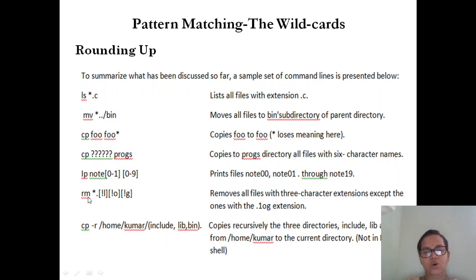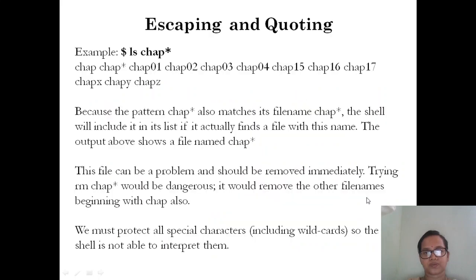Okay, so rm star dot, not with L, not with O, not with G, means it will remove all the files with 3 character extensions except the one which has the .log extension. In the same way, cp -r, that is /home/kumar/include/lib/bin, copies recursively all the 3 directories, that is include, lib, bin, from kumar to the current directory. So -r is telling that it will do the recursive option.